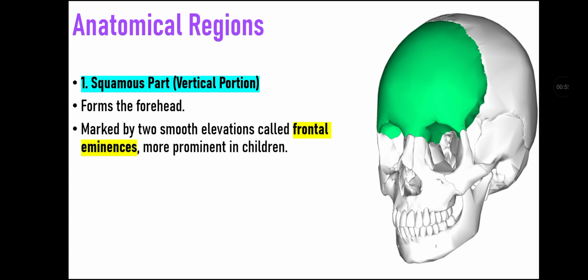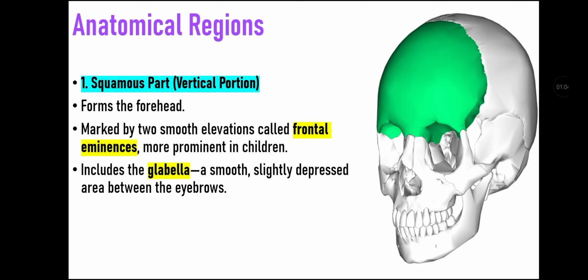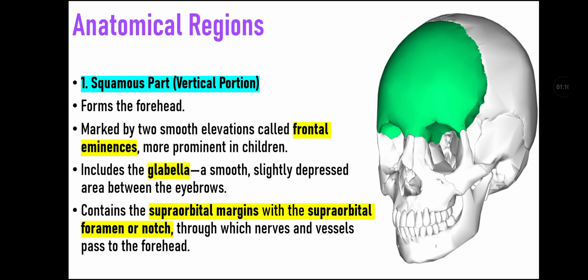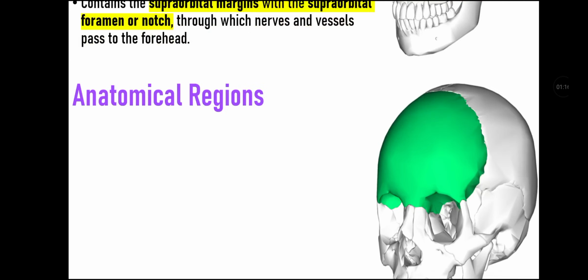It forms the forehead. It is marked by two smooth elevations that are called frontal eminences that are more prominent in children. They include the glabella, that is a smooth, slightly depressed area between the eyebrows. It contains the supraorbital margin with supraorbital foramen or notch, through which nerves and vessels pass to the forehead.